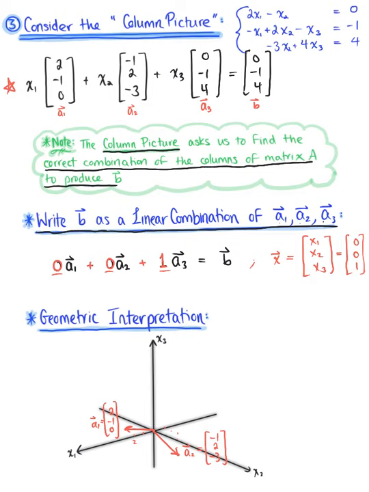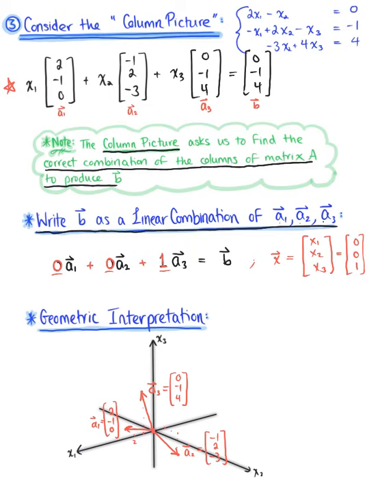And last but not least, we need vector A sub 3. Again, we're starting at the origin. We're not moving in the x sub 1 direction. We're going to move 1 unit in the negative y direction, and then 1, 2, 3, 4 units up in the x sub 3, or the z direction. So here is our third column vector, vector A sub 3, defined by the components 0, negative 1, 4.